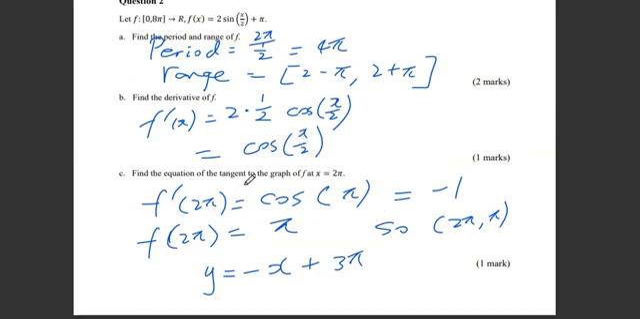And now we find the equation of the tangent at this point. So we sub x equals 2 pi, so we get cosine of pi, and we get -1. So that's the gradient, and then we sub f of 2 pi to get pi. So the coordinate is 2 pi and pi, and we know the coordinate, we know the gradient. We can just formulate the line by this, because if we sub x equals 2 pi, negative 2 pi plus 3 pi is pi. So that's the tangent here.